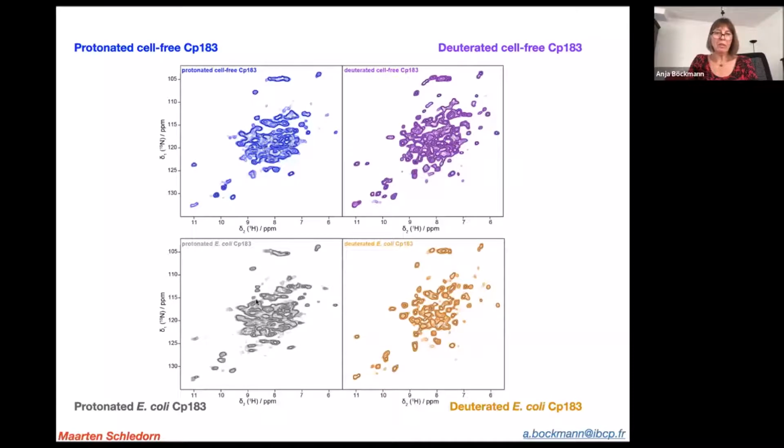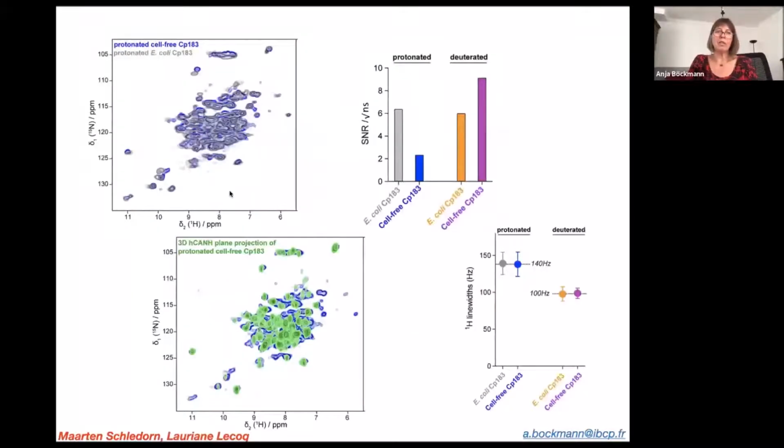And I compare this here to the protonated samples we got from E. coli. And you see that the spectra are also nicely resolved. They took a bit longer to record, but even not so much. You can see that here, where I compare the signal to noise per number of scans of the E. coli and the cell-free capsids.